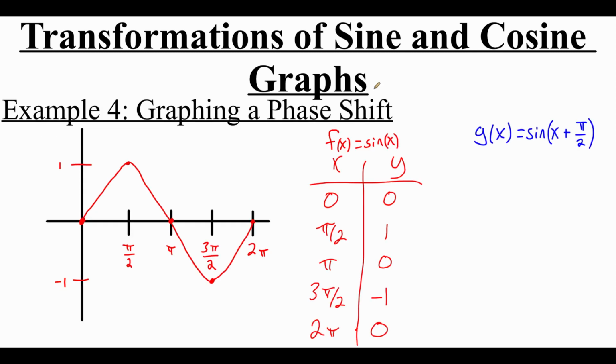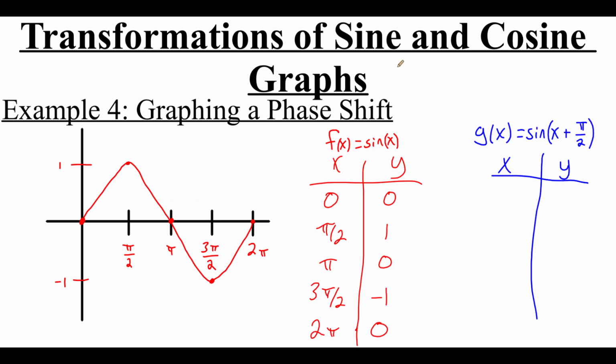Now in this example, we're going to look at graphing out a basic phase shift. We've got our function f of x equals the sine of x, and we've got that table drawn out and that graph drawn out. The new function that we're going to draw is f of x equals the sine of x plus pi over 2. We're going to make ourselves an x and y table again. But because we have this plus pi over 2 inside of our parentheses, it's going to shift all of the points that I currently have on there to the left by pi over 2.